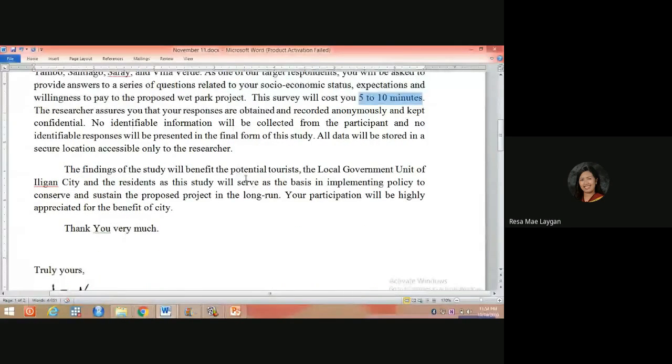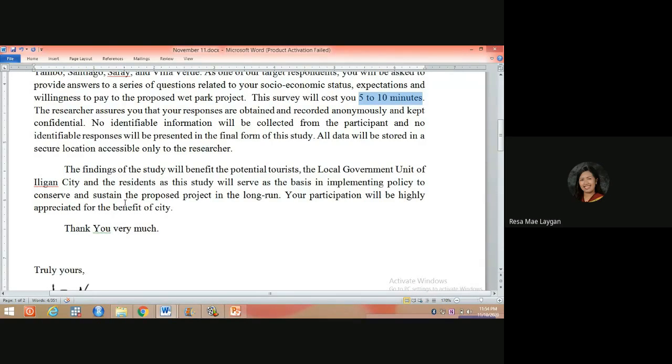So the findings of this study, this talks about the benefits. The findings of this study will benefit the potential tourists, the local government unit of Iligan City, and the residents, as this study will serve as the basis in implementing policy to conserve and sustain the proposed project in the long run. Your participation will be highly appreciated for the benefit of the city. Thank you very much. So don't forget to thank them.